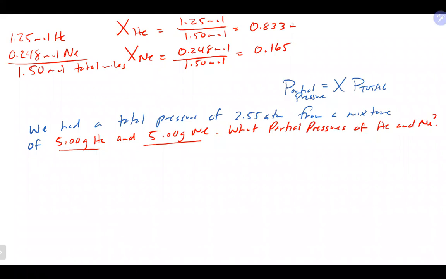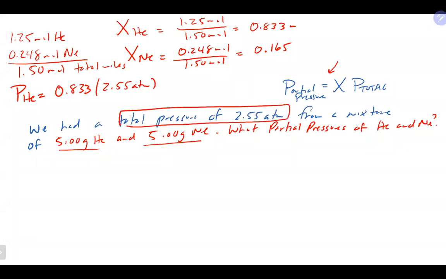Now, with this, we can use our equation, which is the partial pressure is equal to the mole fraction times the total pressure. So in this case, the partial pressure of helium would equal the mole fraction, which is 0.833, times our total pressure, which was 2.55 atmospheres. And that would tell us it's about 2.12 atmospheres. It's the partial pressure of helium.